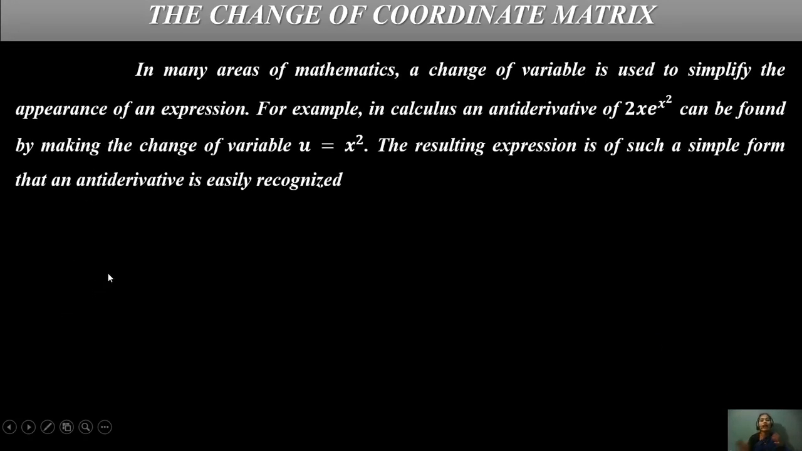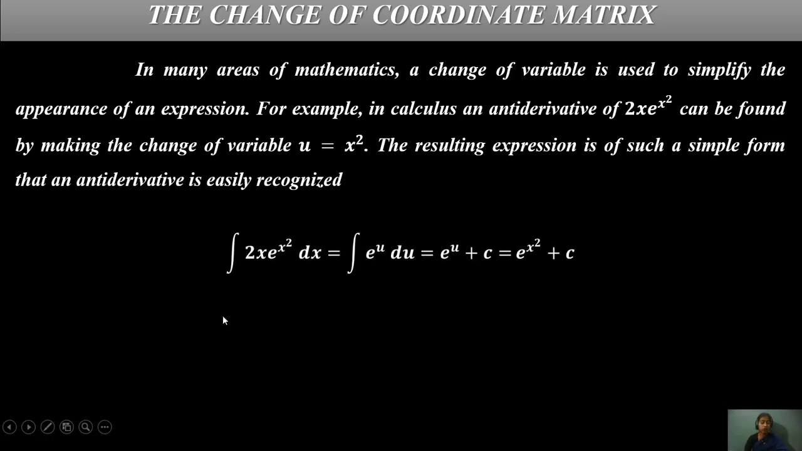In the area of mathematics, a change of variable is used to simplify the appearance of an expression. For example, in calculus, the antiderivative of 2x e to the power x square can be found by making the change of variable u equals x square. The result gives a simple form of the antiderivative that is easily organized.